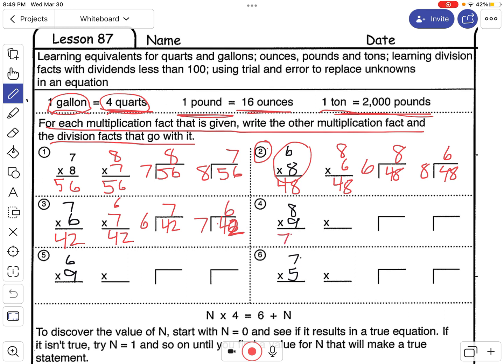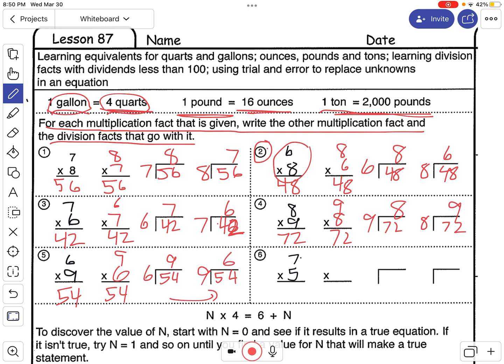8 times 9 is 72. 9 times 8 is 72. And then both of these division problems should have 72 written as the dividend. The order you put these in doesn't matter so much, but there should be a 9 and an 8 on both of them, just like that. 6 times 9 is 54. And 9 times 6 is 54. 54 as the dividend. The divisor is going to be 6 on one of them and 9 on the other. And the quotient, 9 on one, 6 on the other. You can switch these. It's perfectly fine.